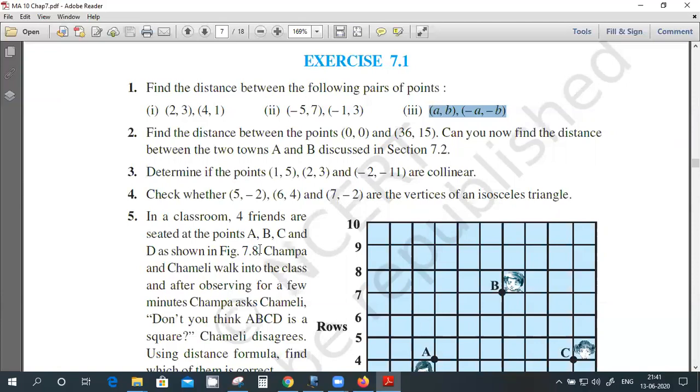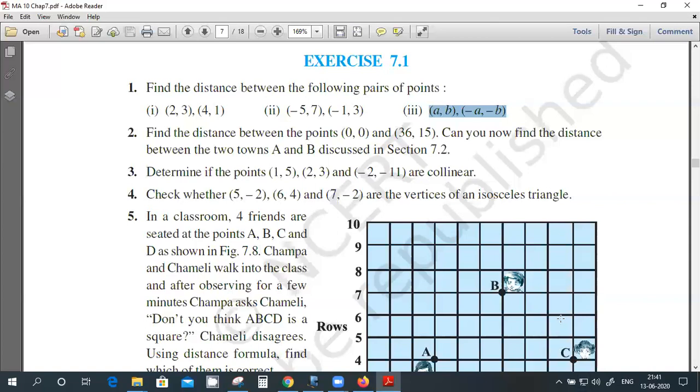It is 4 times a square plus b square, right? Why is it 4 times a square plus b square? Because a minus minus a is 2a, right? Yeah, 2a, and then 2a square, okay, 4 times a square. And then you have to take the square root, which will become 2 into square root of a square plus b square. Okay, and on the other side, minus a minus b.